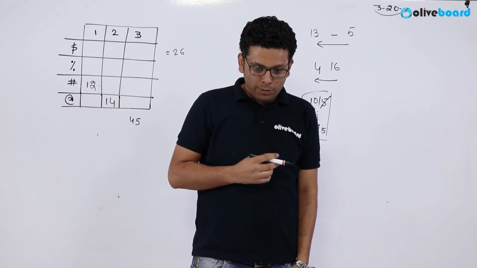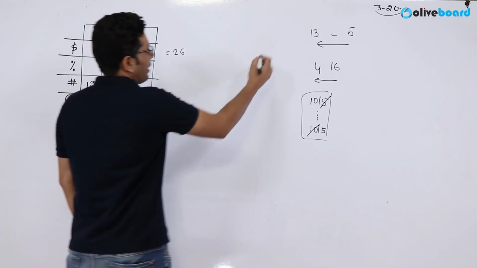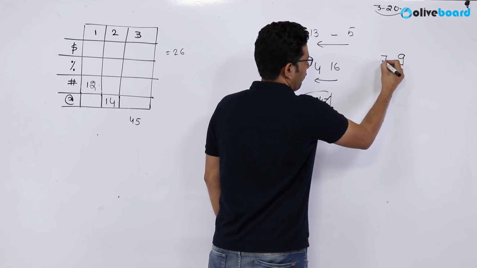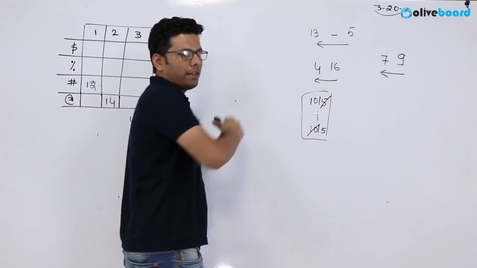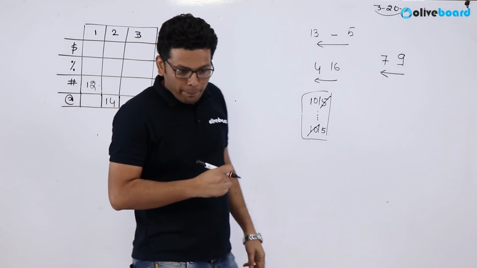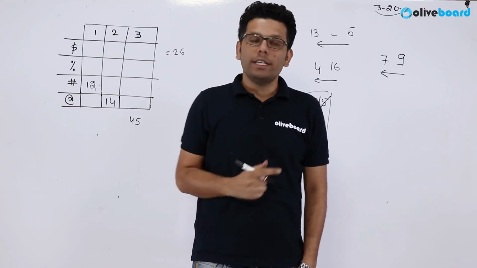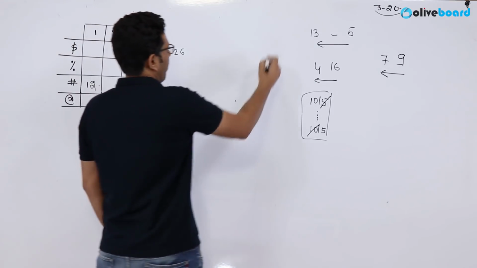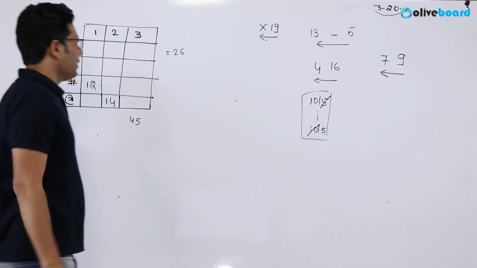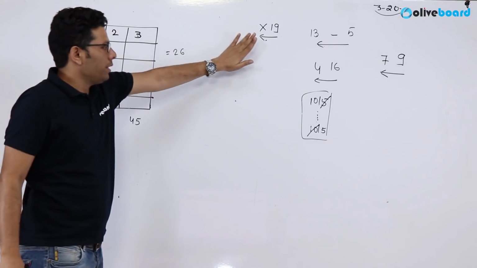Next point, 7 was immediate left of 9. Wherever I put 9, the 7 would be immediate left. Similarly, 4 would be the immediate left of 16. And the button to the immediate left of 19 had nothing mentioned on it. Means wherever you have 19, its immediate left would always be vacant.